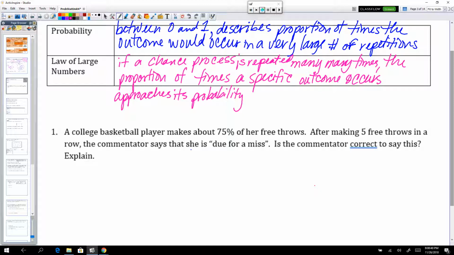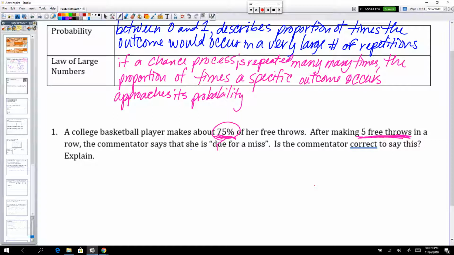We want you to read this problem the same way, okay? This college basketball player makes 75% of her free throws. She's like a machine or a robot, okay? She makes 75% of them. 75% of the time she makes them, 75% of the time she doesn't. So just because she's made 5 of them in a row, that actually doesn't change her chances at her 6th step to the line. Her 6th free throw shot has the same exact chance, 75%, of making it or missing it, okay?